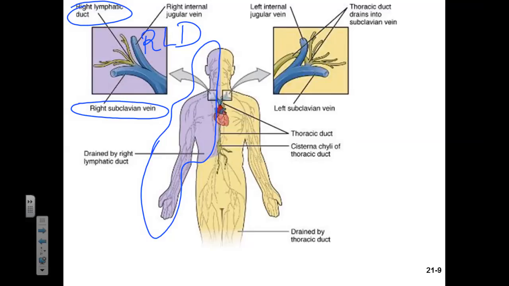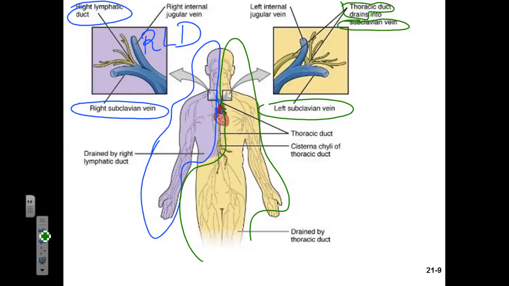On the flip side, we have our thoracic duct. The thoracic duct is also going to drain into a subclavian vein. But instead of draining into the right subclavian vein, this thoracic duct drains into the left subclavian vein. And it is going to take lymphatic fluid from the rest of the body.